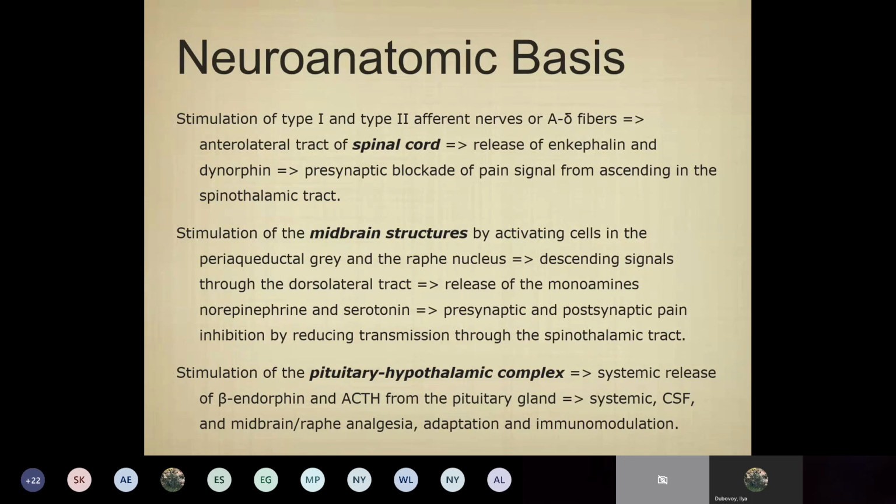So to summarize some of these findings, we see that the release of enkephalin and dynorphin by low frequency signals blocks the ascending signal from the spinothalamic tract. There is also clear evidence that midbrain structures are involved with the release of monoamines and the change in the way the interneurons process and the promotion of opiate peptides there. And there is also evidence of broader systemic analgesic effects at the pituitary hypothalamic level, where there's release of beta endorphin and adrenocorticotropic hormone from the pituitary, where there's broader analgesia. This is primarily with the low frequency stimulation that we see in rats.